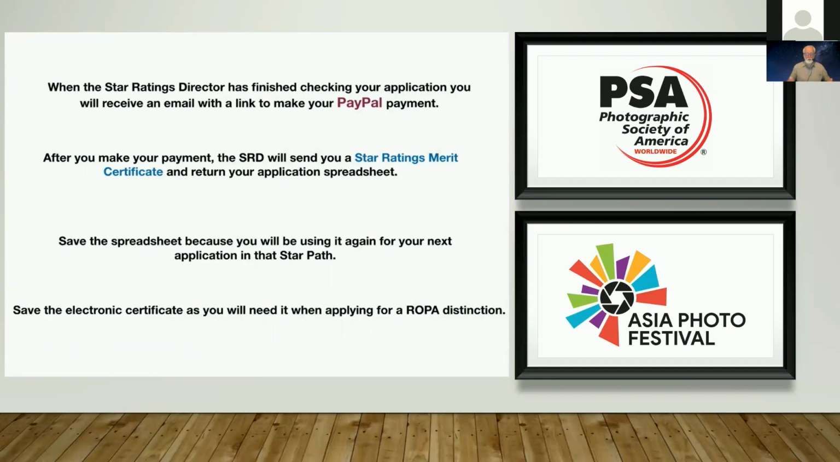When the Star Ratings Director is happy that your application is complete and correct, and you satisfy the requirements for the star rating that you applied for, then the Star Ratings Director will send you a link so that you can make your payment by PayPal. You have to pay for each star rating. Once you have made the payment, the Star Ratings Director will email you a star ratings certificate, which will say that you've got, for example, star 3 in photo travel. The Star Ratings Director also sends back to you your application spreadsheet.